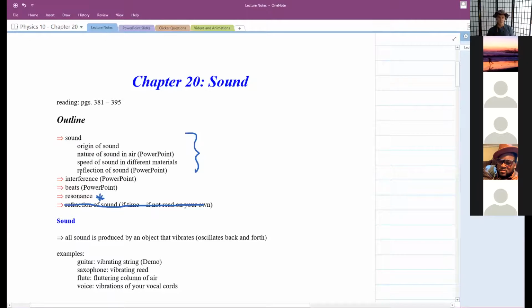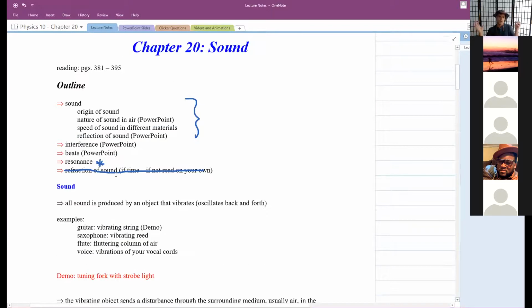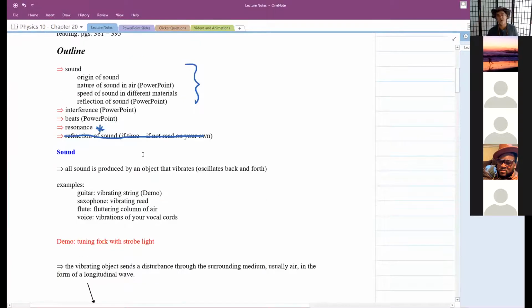So let's just take a quick little jump into sound for just about 5 minutes. So how is sound created? All sound is created by some object that vibrates back and forth. That vibrating object will create a pressure wave in air that travels through the air. And actually, let me just show you quickly what happens. Let me see if I have this PowerPoint for chapter 20. I do. Excellent.